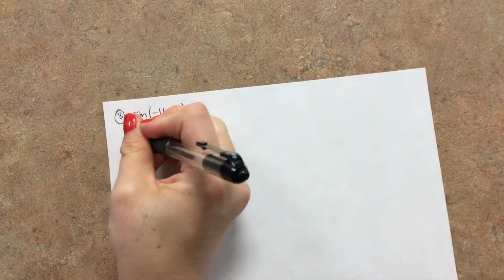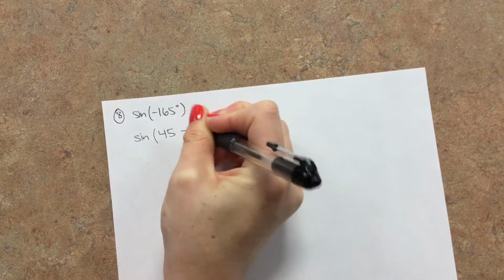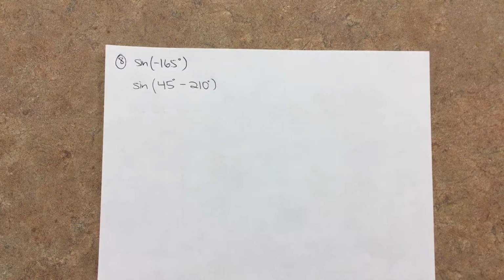Perfect. 45 minus 210. So we'll write this as sine of 45 minus 210. I also heard this morning 60 minus 225. That works as well. There's a couple different ways that you could set these up. Your answers will all turn out the same even if the process isn't identical.